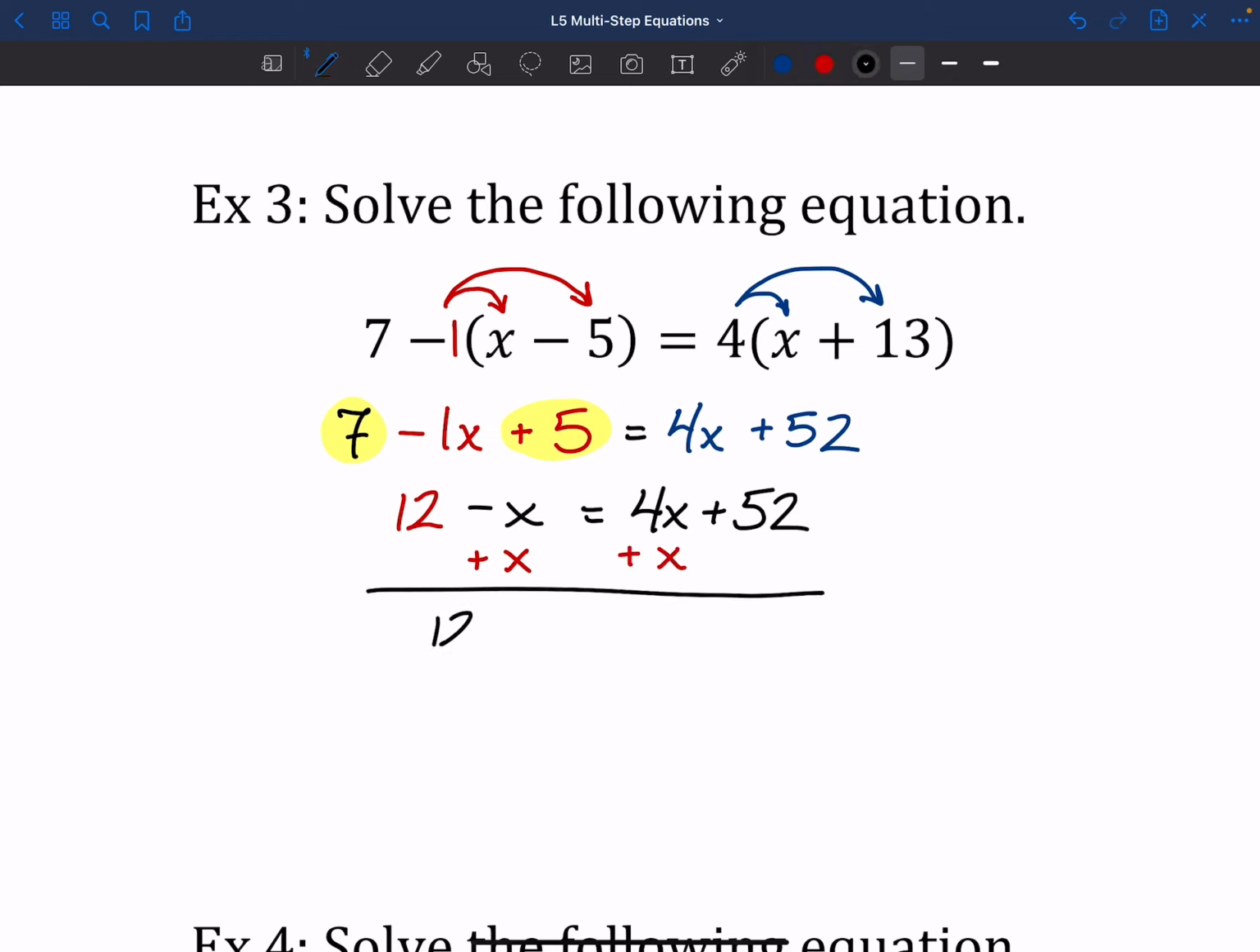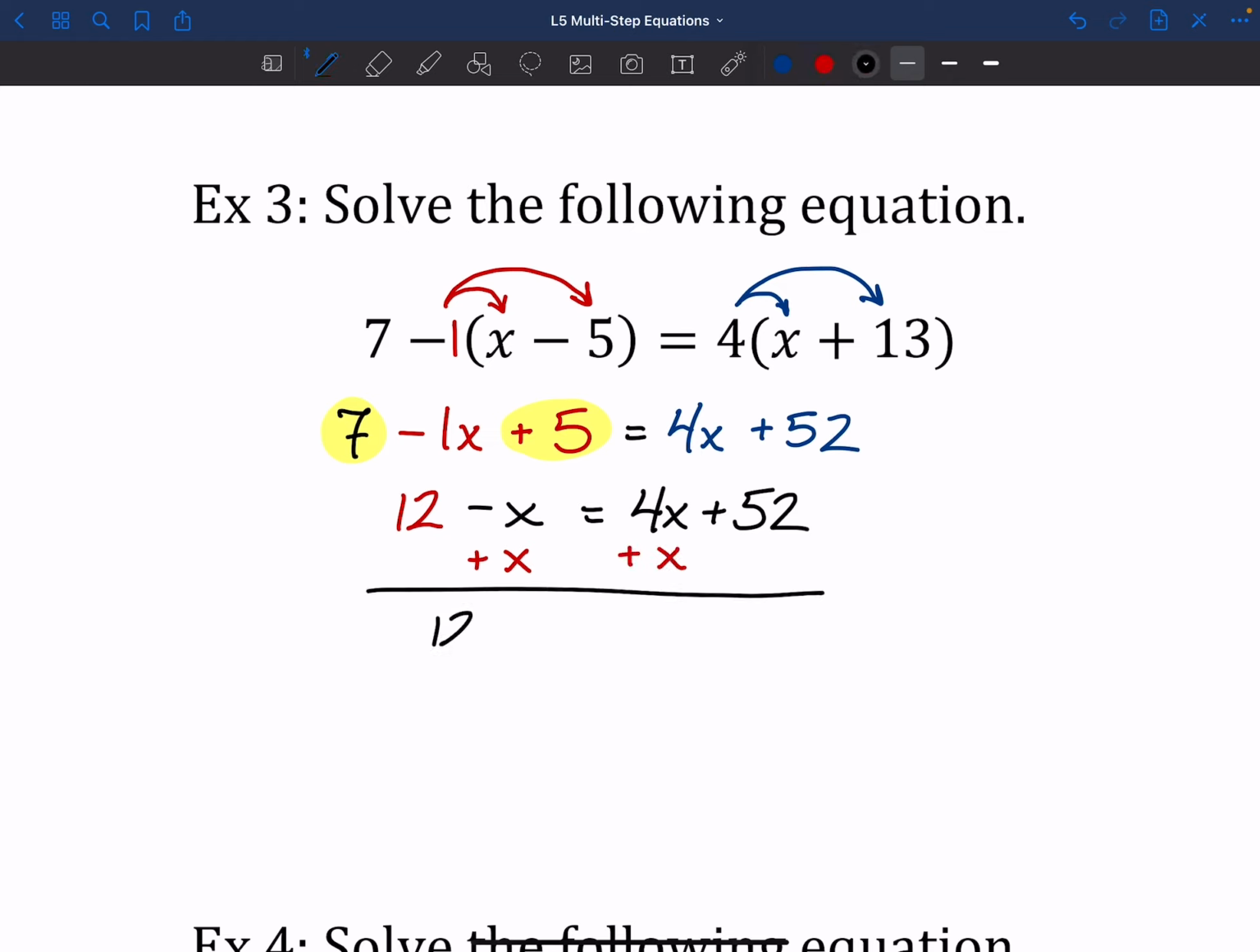Okay. After that, again, we need to get rid of that coefficient. That's 5 times x. So we're going to undo it by dividing by 5 on both sides. So at the end of the day, negative 8 is equal to x. Right. Cool. Easy peasy. Right. You might already know what I'm going to say.